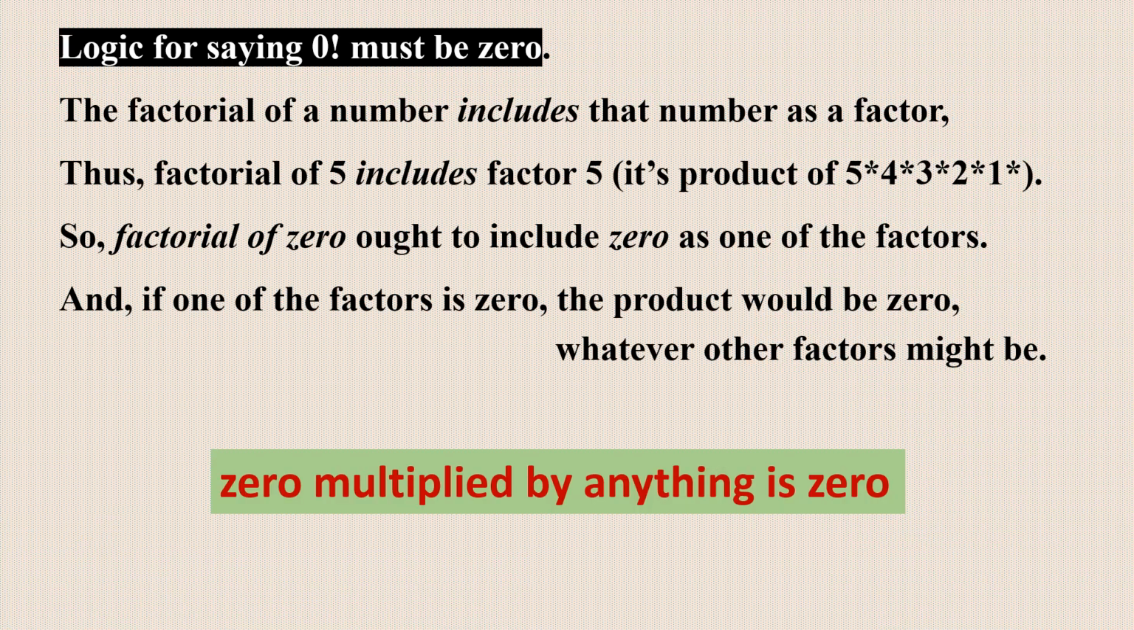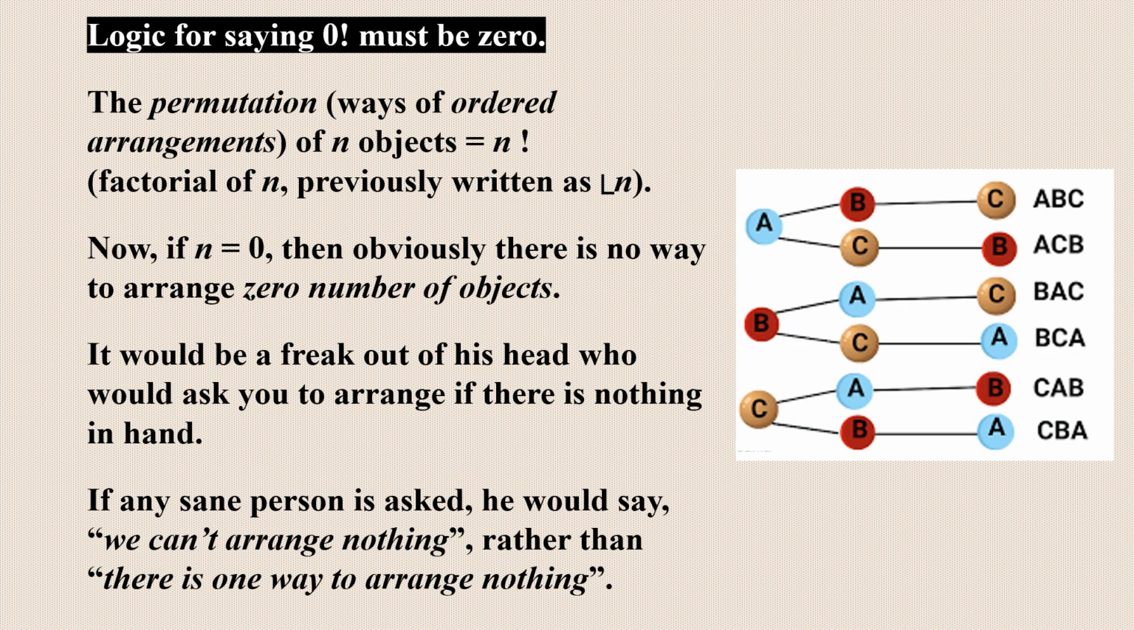Let us start with this logic for saying 0 factorial must be 0. The factorial of a number includes that number as a factor. Thus, factorial of 5 includes the factor 5, its product of 5 into 4 into 3 into 2 into 1. So, factorial of 0 ought to include 0 as one of the factors. And, if one of the factors is 0, the product would be 0, whatever other factors might be.